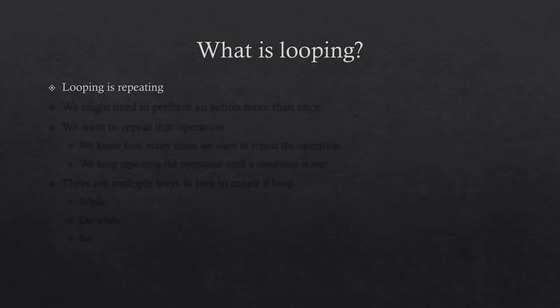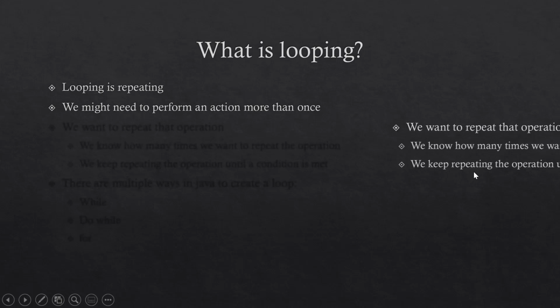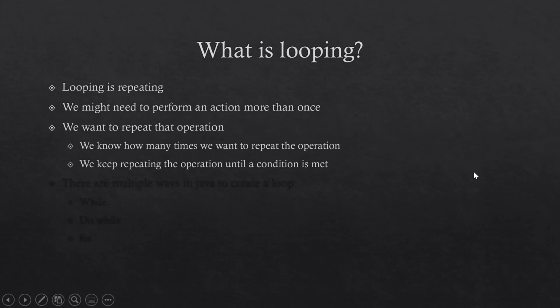Looping is basically repeating. We have an operation or some actions that we want to perform more than once, so we want to repeat that operation more than once. How many times do we want to repeat that operation? Sometimes we know that number, so we know that we want to repeat that operation 5 times, 6 times, or whatever number of times. Or sometimes we want to keep repeating the operation until a condition is met. So for example, we want to keep reading input from the user until they are done. So they will say that we are done, and that's when we stop repeating that read operation.